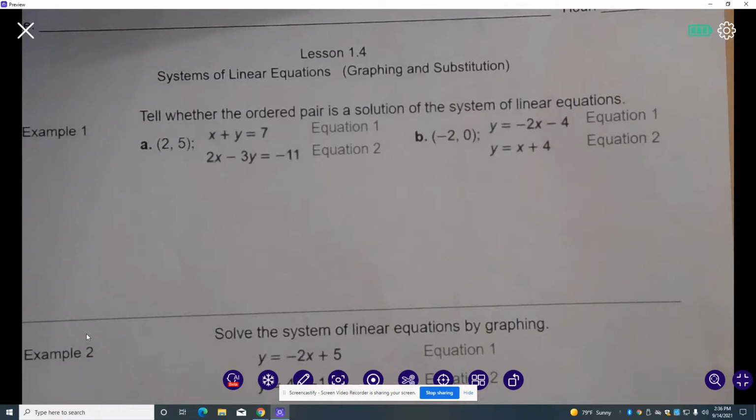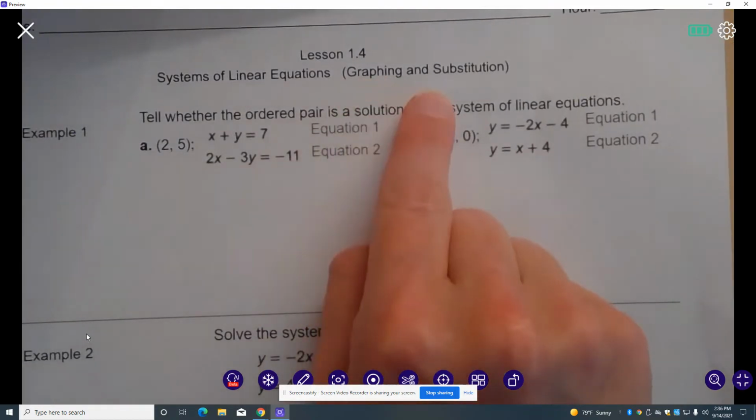This video is going to go through the examples on the extra notes page in lesson 1.4. This is day 1, so these problems will focus on solving systems of linear equations with graphing and substitution.